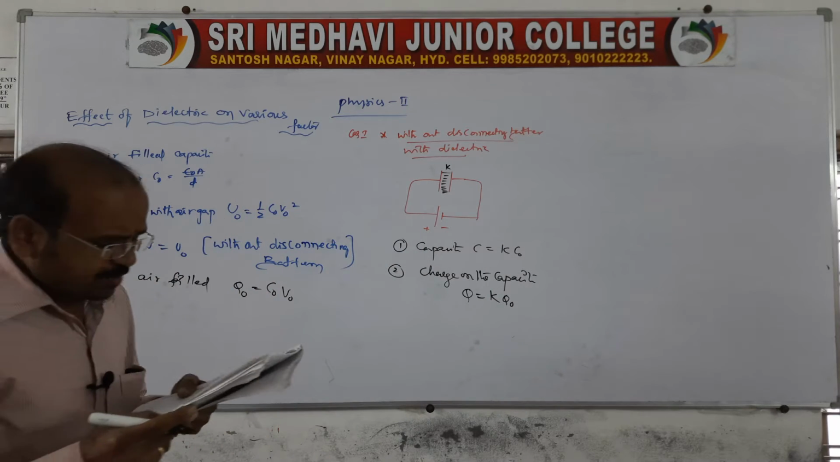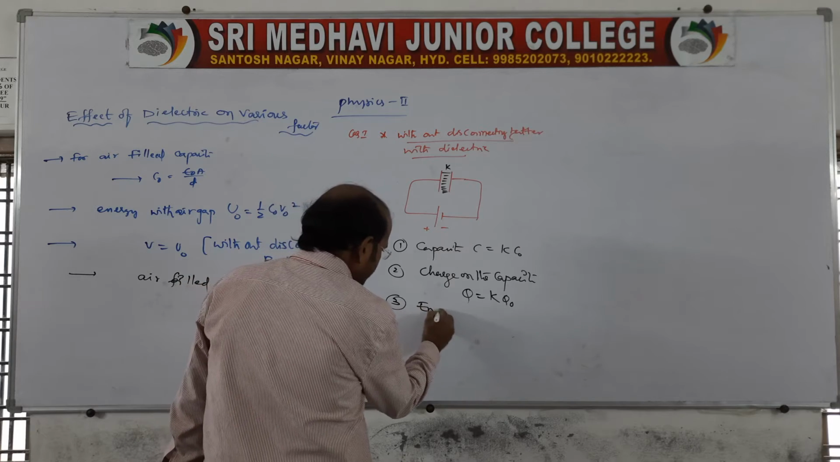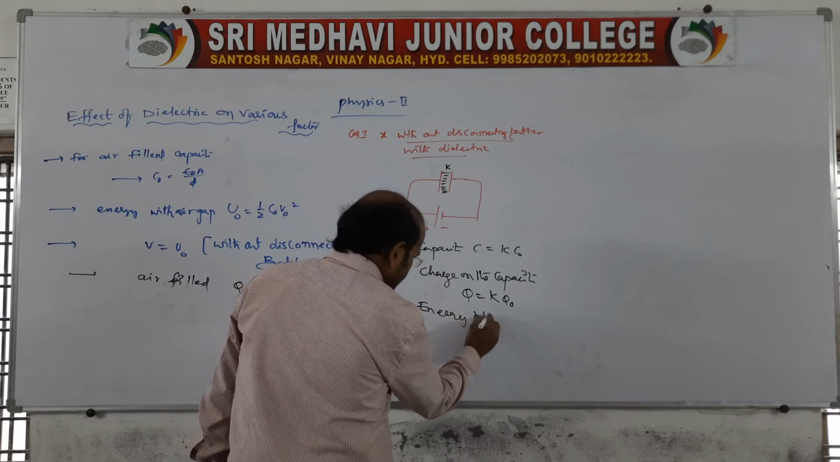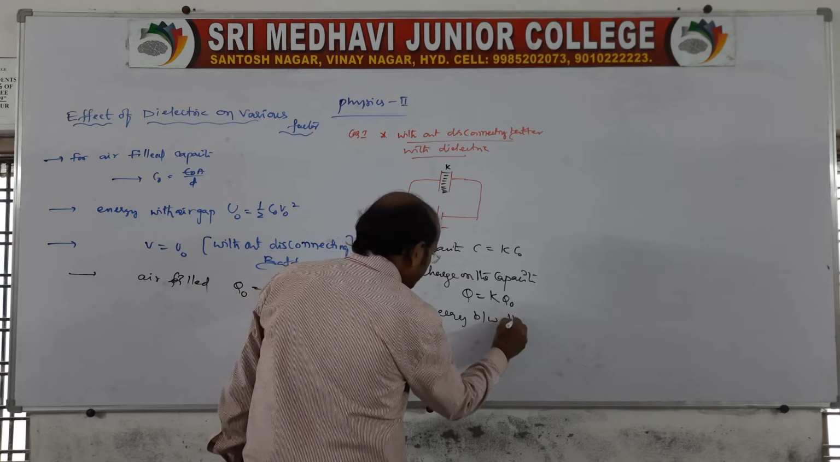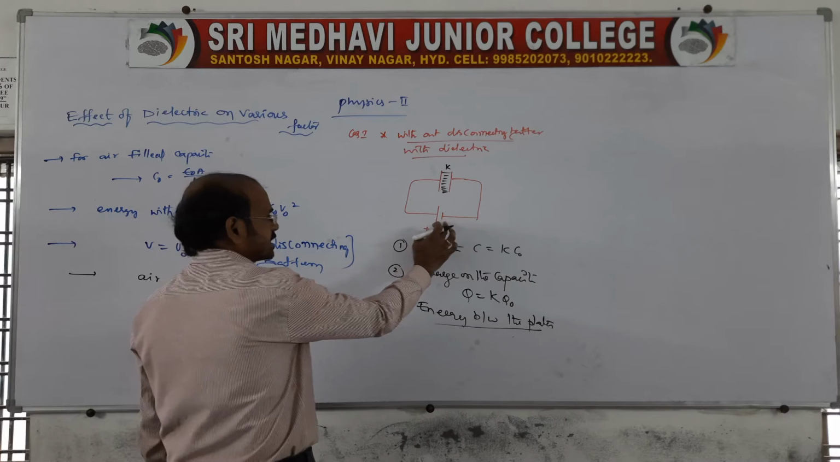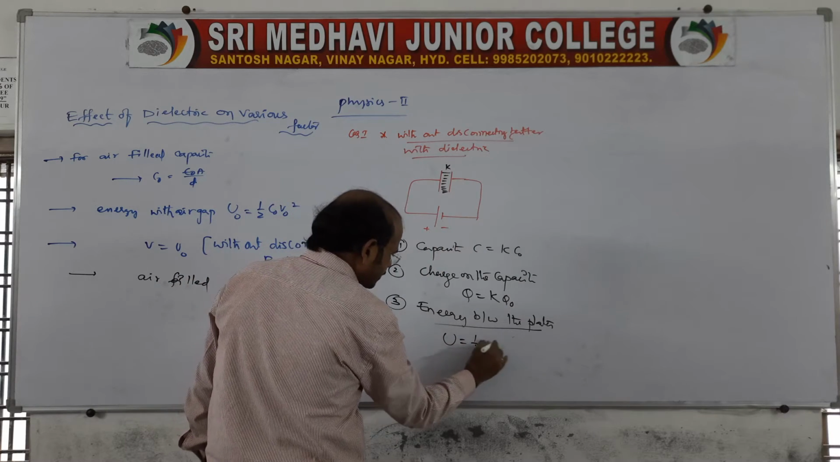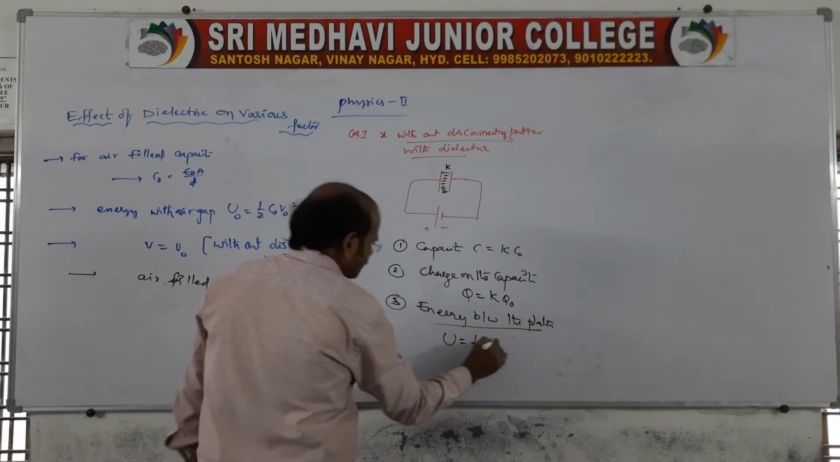And here, what will happen to the energy stored? Let us go for the energy between the plates. Here, without disconnecting the battery, there is a dielectric case. So you say U is equal to 1 by 2 C, and here you take V square.